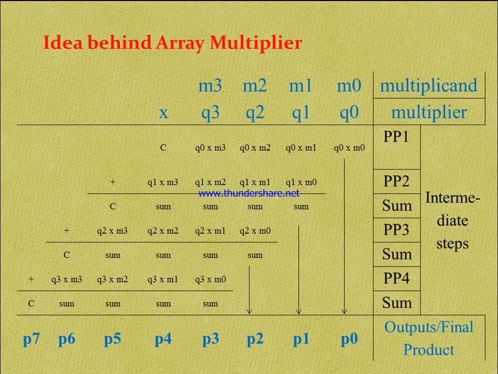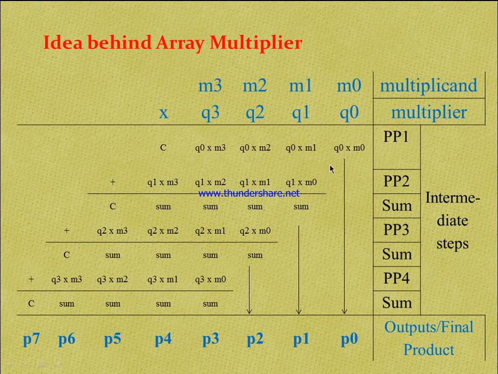So here a similar operation can be performed. That means this Q0 is multiplied with M0, that's why I am writing here Q0 into M0. Next Q0 into M1. Next Q0 into M2, next Q0 into M3, and this is C if there is a carry. Okay, so this is quite simple. This is the first partial product.